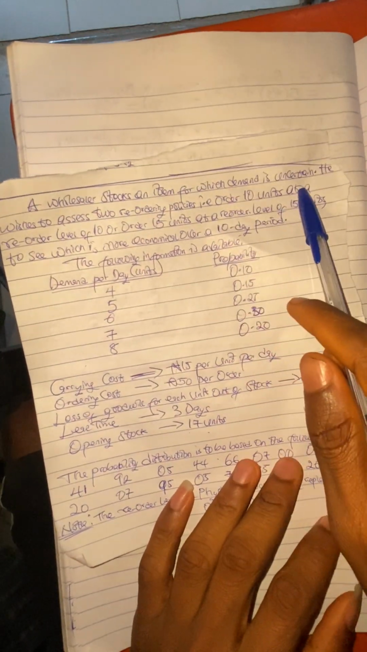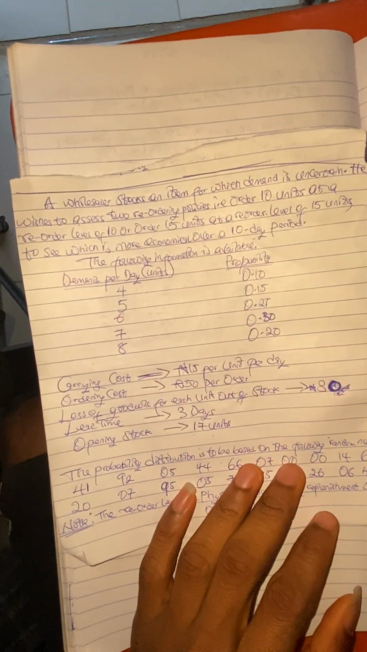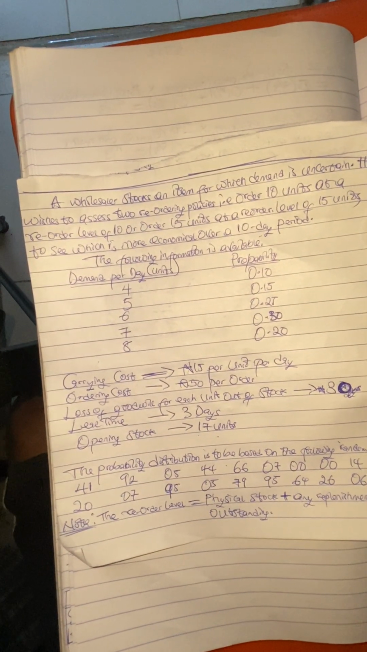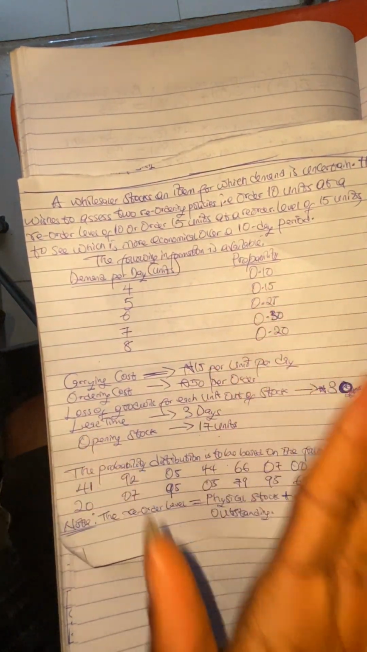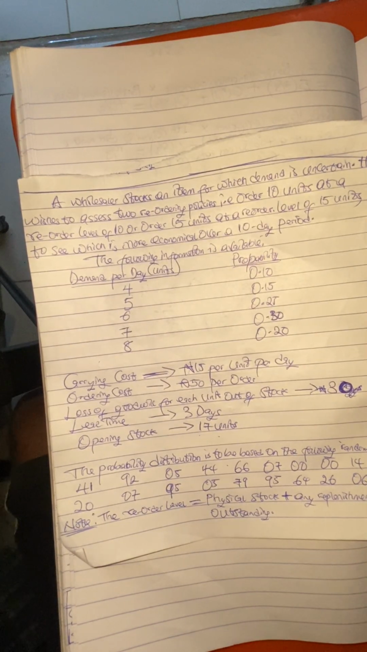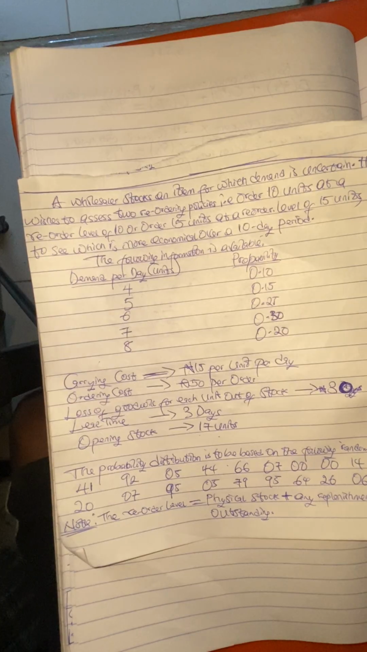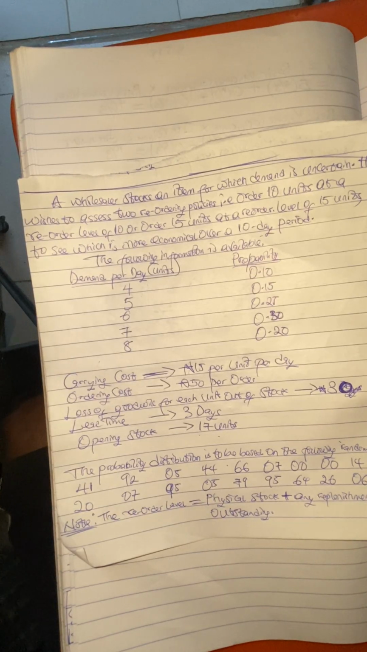Are we to order 10 units at a reorder level of 10, or are we to order 15 units at a reorder level of 15? What that means is: are we to order 15 units of goods when our goods get to 15 units or below, calling our vendor to supply us 15 units? Or are we to order when our goods get to 10 units or below, calling our vendor to supply us 10 units? So these are the two policies that the wholesaler is trying to appraise to determine which of them is economically cheaper. All right.